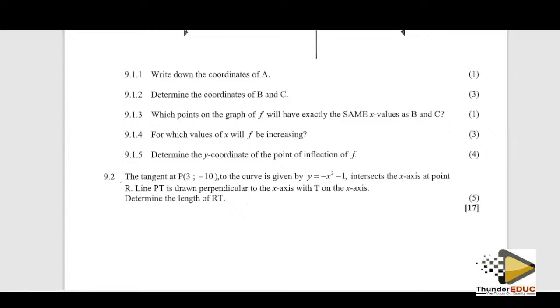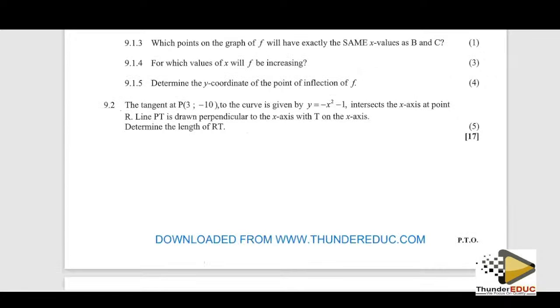So when I look at this graph of mine, that's a parabola, which is having a front face and passing through -1. If I was just to sketch it, they're telling me point P is 3 and -10. Let me take this to be P. They're telling me it's a tangent, and it intersects the axis at point R.